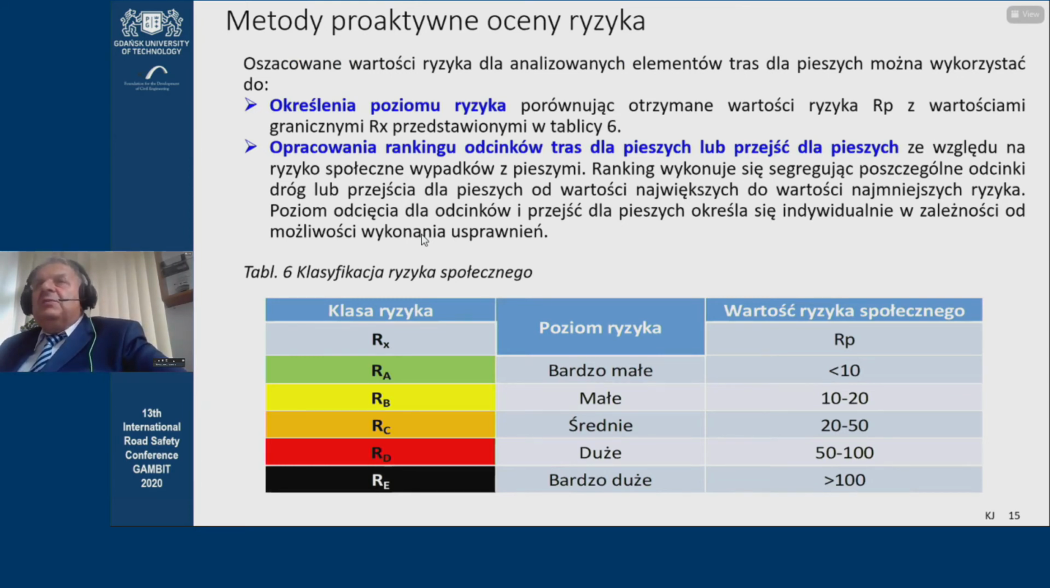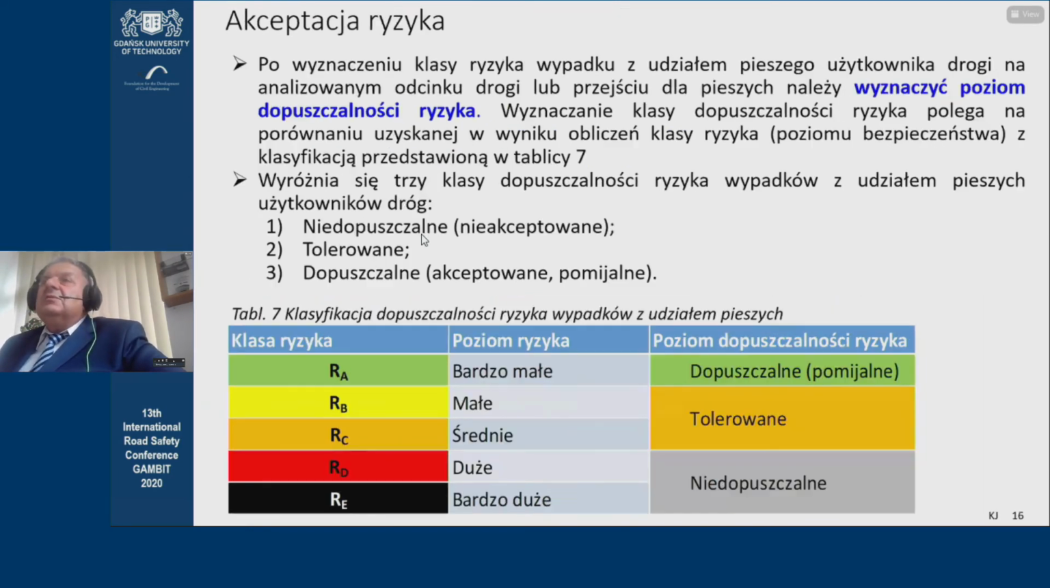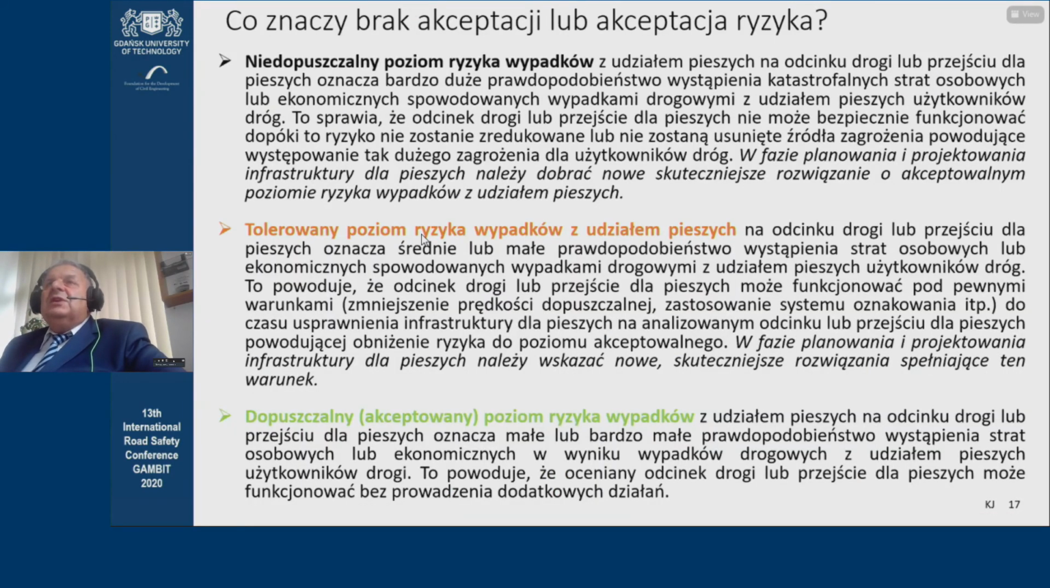And we have classification of risk to identify risk levels. And these are the 5 classes that I mentioned. Below 10 points, that's negligible. Above 100, very high risk. And using this, we can develop a ranking of the most dangerous crossings or road sections, and then we can identify the risk level. And then we develop the acceptability rules. So very low risk is negligible, low and medium is tolerated, high and very high not tolerated.